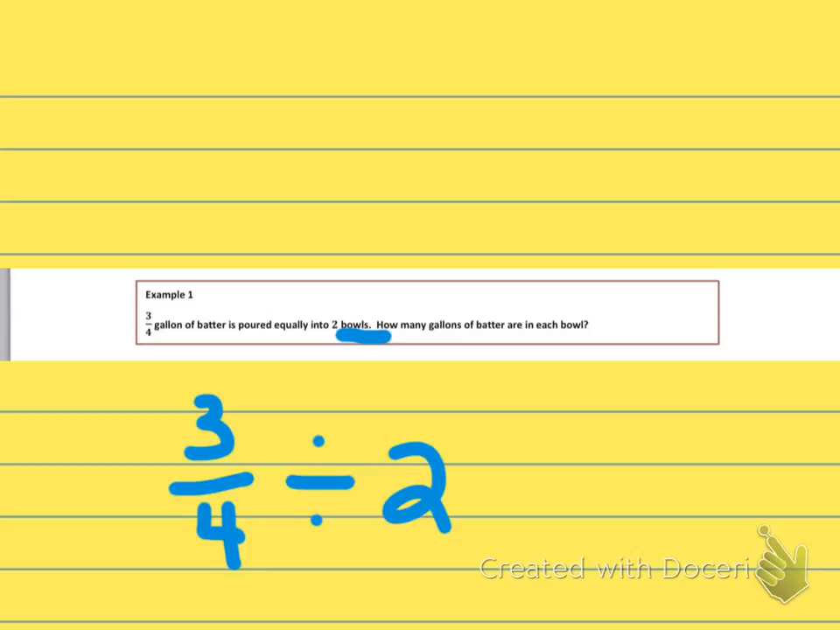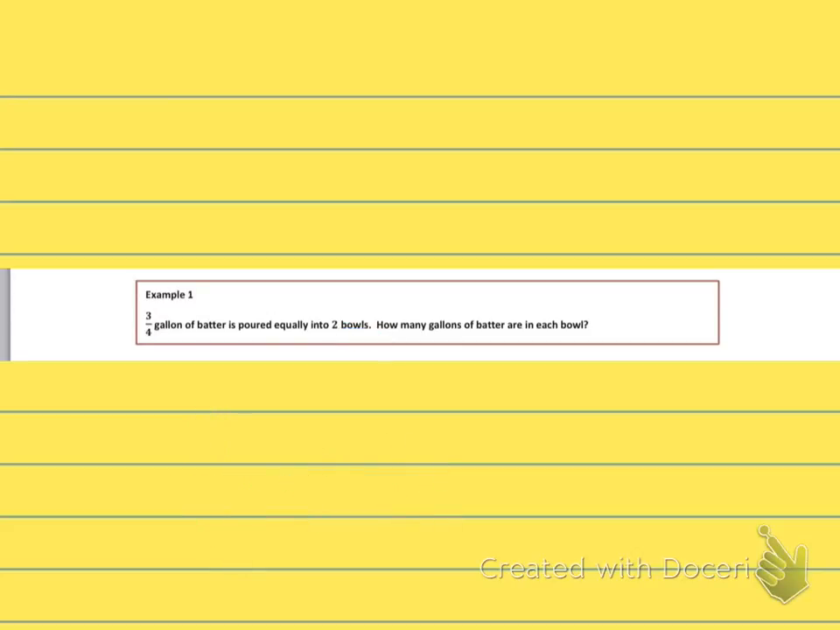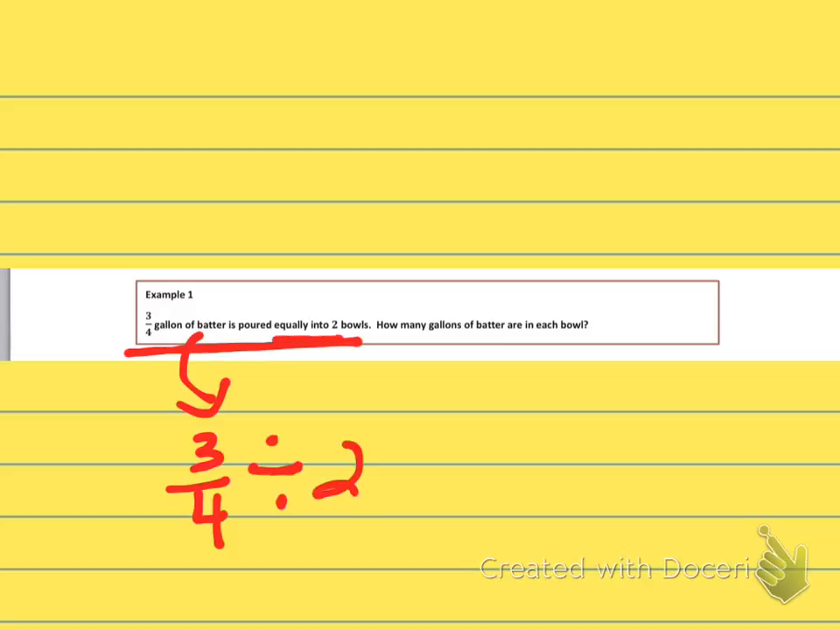So what we're going to do here is the first problem, example 1. You see that if we have, for example, 3/4 gallon of batter poured equally into 2 bowls, how many gallons of batter are in each bowl? Looking at this, this would be the math sentence. 3/4 is poured equally into 2 bowls, so that would mean divided by 2. Okay, so that's what this shows.